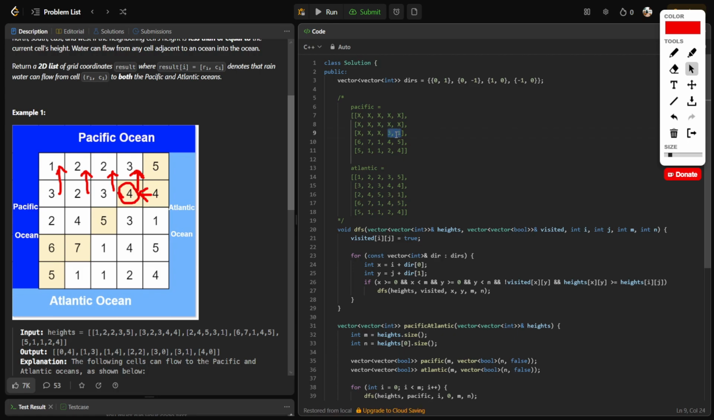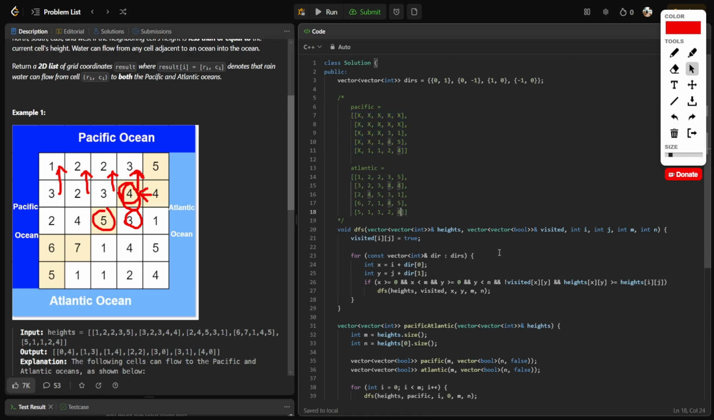Okay, so here we can't because this 3 is surrounded by two bigger numbers, and there's no other way for us to visit the Pacific Ocean from this cell. So technically speaking, we cannot mark this as visited, cannot mark this as visited. This one we can, this one we can, and the rest we cannot. Okay, so this is what our cells for the Pacific look like.